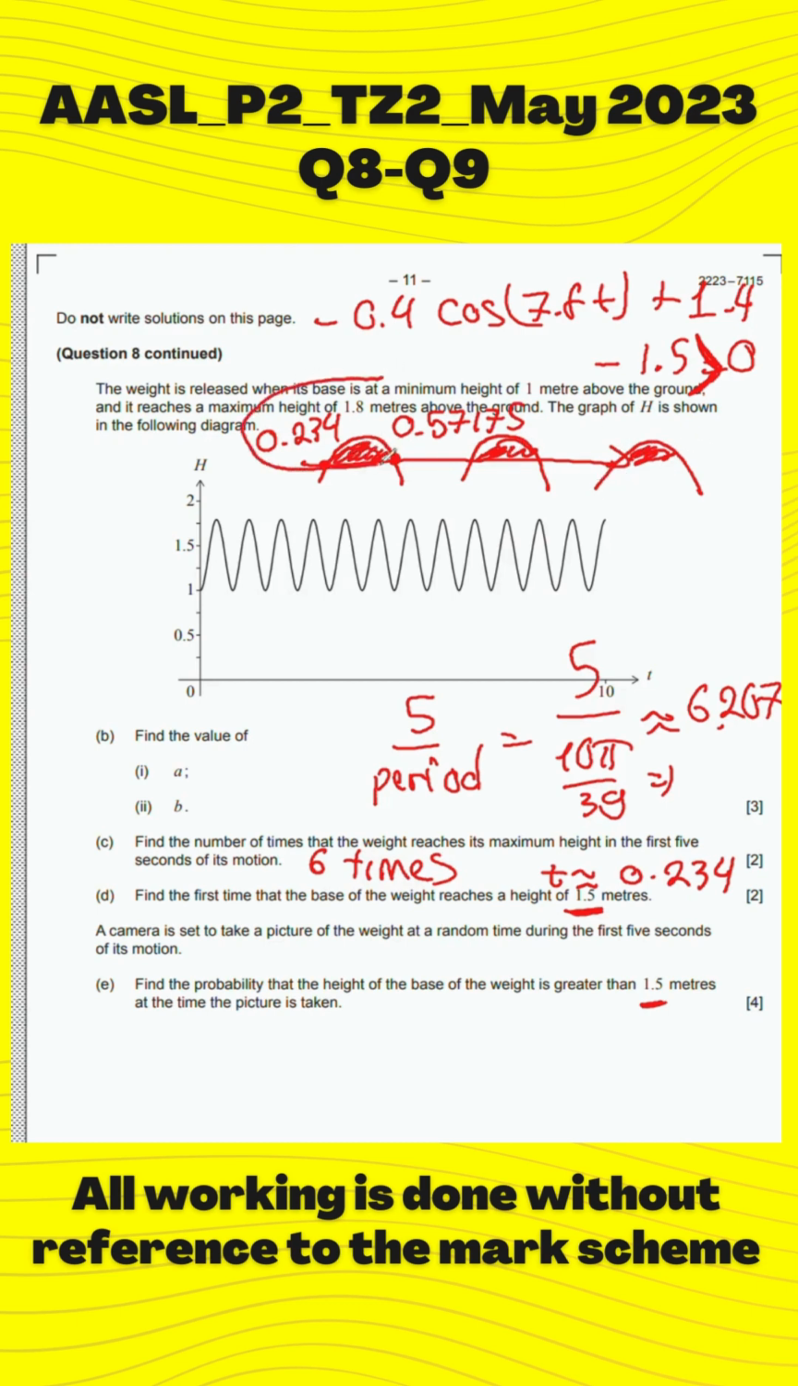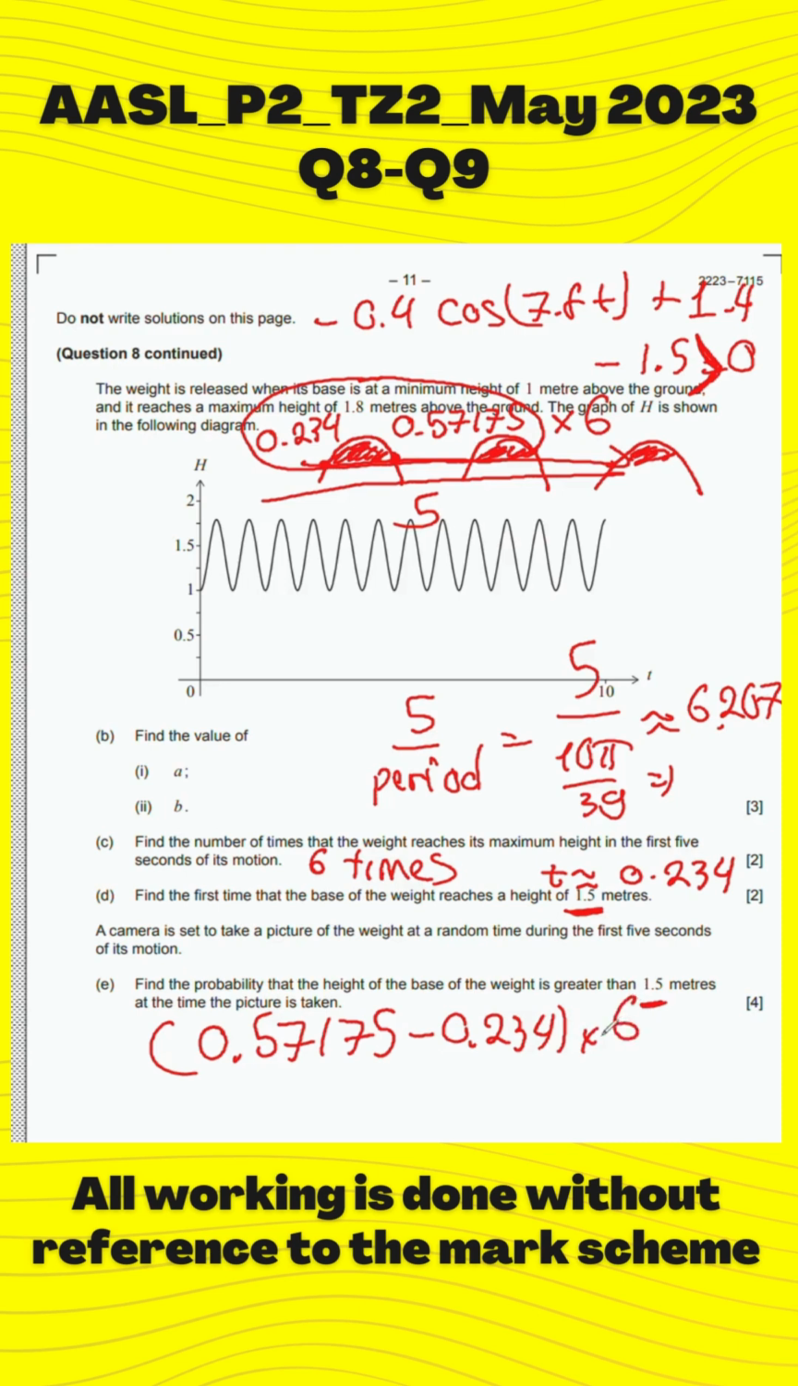So we get the difference here multiplied by 6, and because this is a probability, we need to divide it by 5. So it will be 0.57175 minus 0.234, multiplied by 6 and divided by 5, and it will be nearly 0.406.